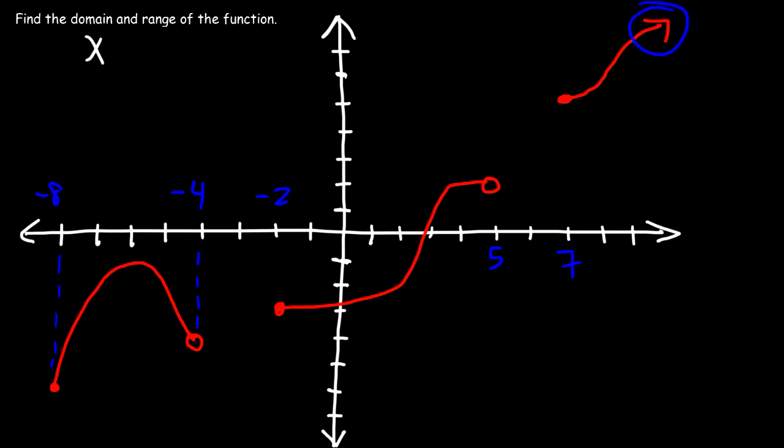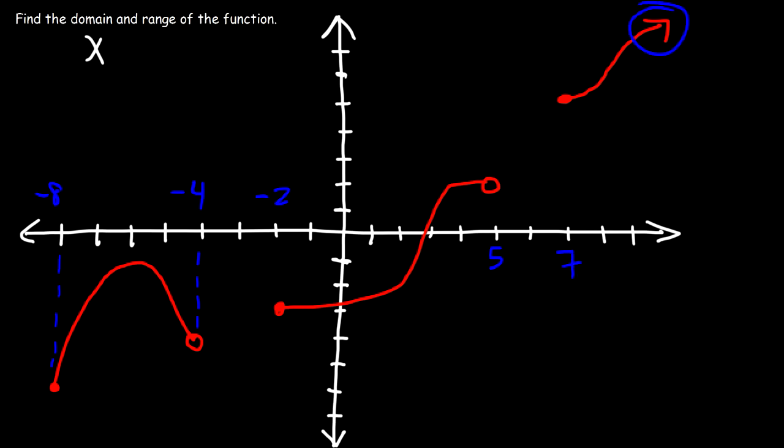If you draw a horizontal line, notice that there's two possible locations at which it can equal negative 4. Here and here. It doesn't equal negative 4 here, but it does equal negative 4 here. So y can be negative 4. So we have everything from negative 6 to 1.